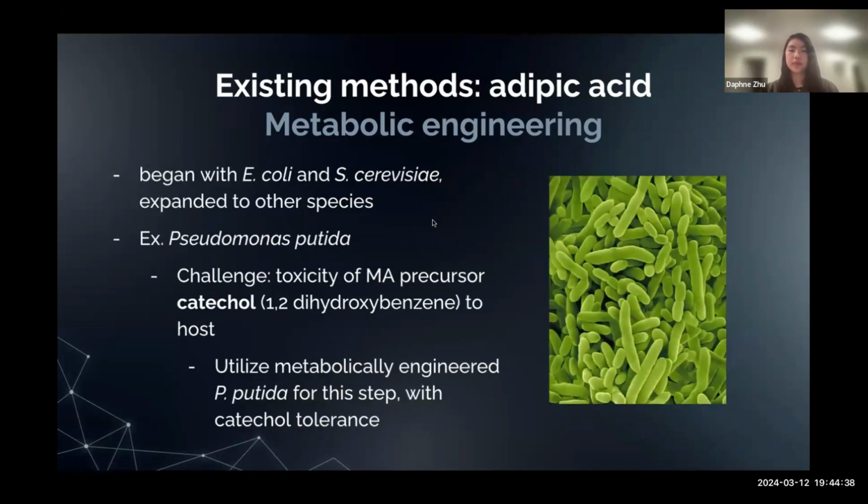And finally, as mentioned, research has now expanded to other species beyond E. coli and S. cerevisiae, and this includes P. putida. A former challenge of biological adipic acid synthesis was that catechol, which is an intermediate in the pathway, can be toxic to the host organism, but they were able to engineer higher catechol tolerance, which allowed this to be more successful.